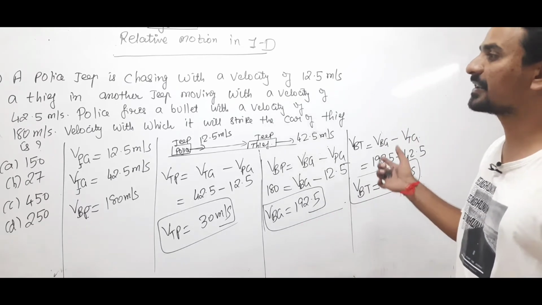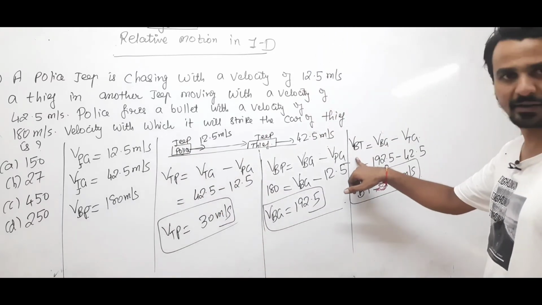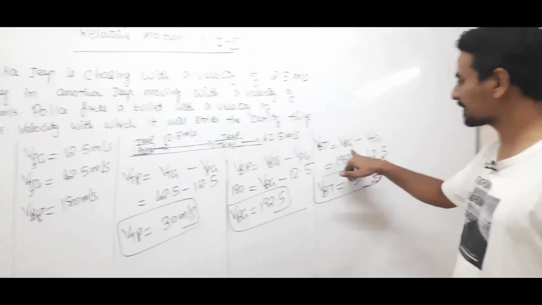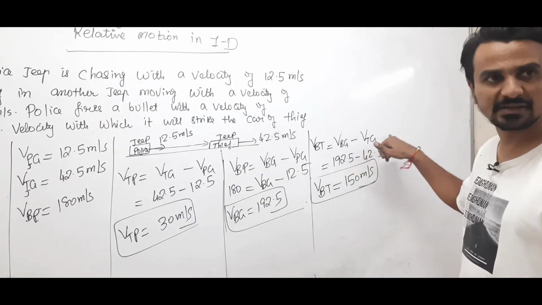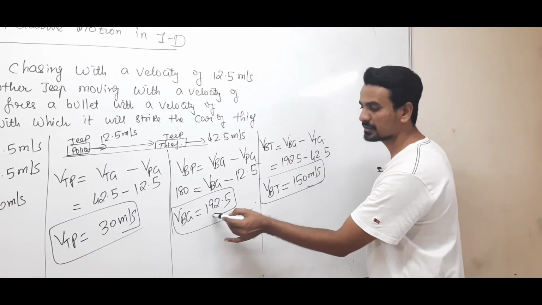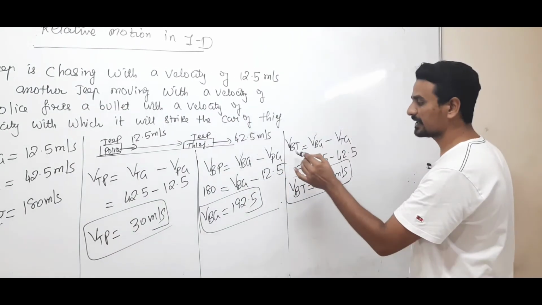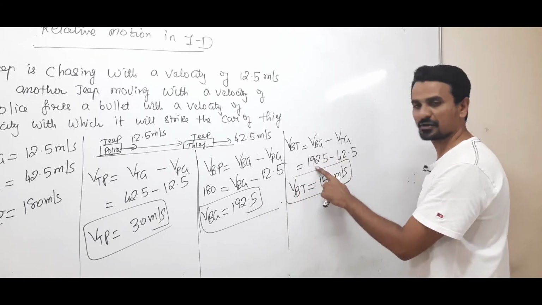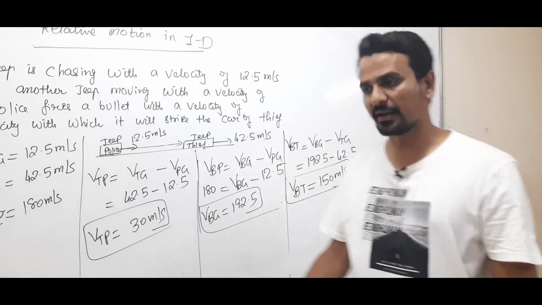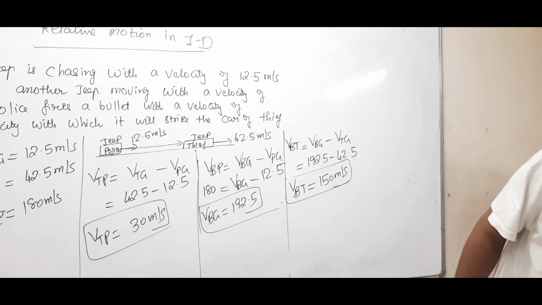And we have been told to calculate the velocity of bullet relative to thief. So we want VBT, velocity of bullet relative to thief, which is velocity of bullet with respect to ground minus velocity of thief with respect to ground. Clear? Velocity of thief with respect to ground is 42.5, and velocity of bullet with respect to ground is 192.5. On subtracting, velocity of bullet with respect to thief is 150 meter per second. Clear? Done? Okay, fine. Let us solve another question.